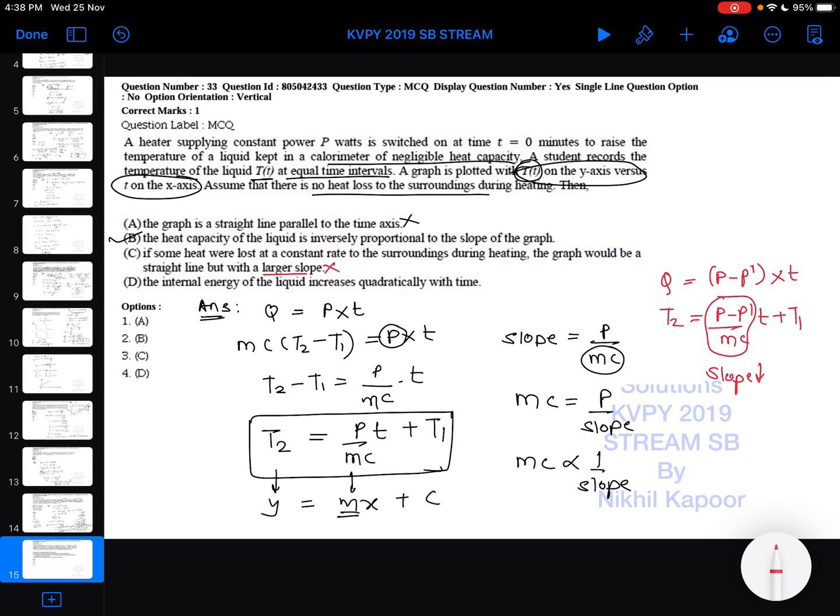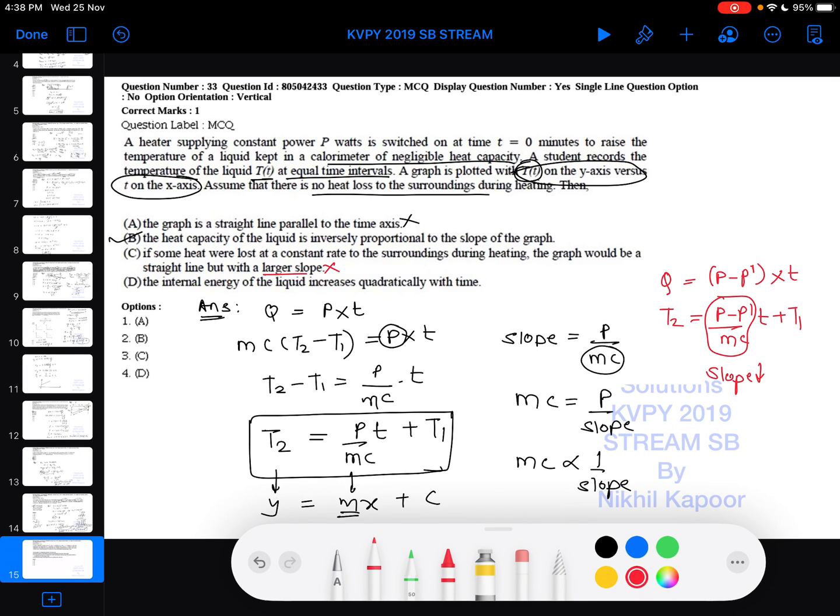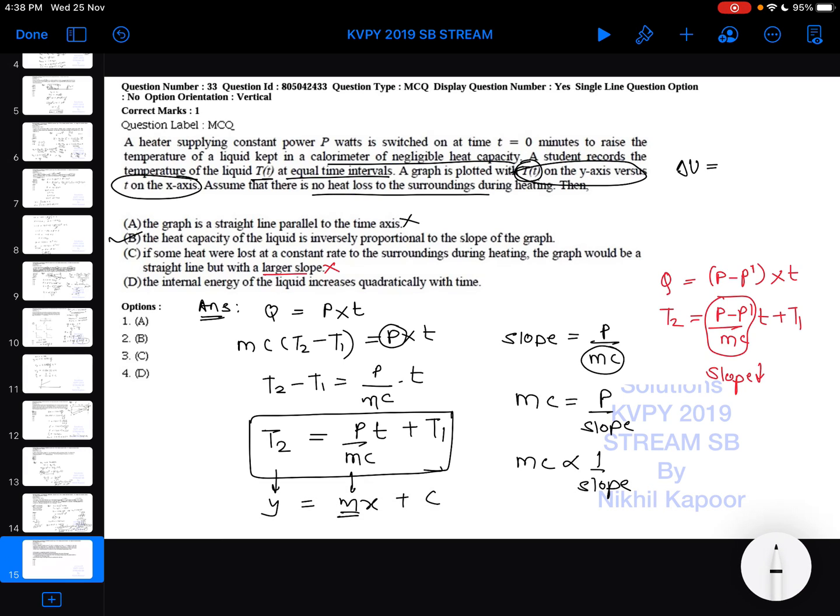The fourth option, they said the internal energy of the liquid increases quadratically. But we know that the change in internal energy will be equal to mc delta T, that is change in temperature. Here delta T is nothing but PT upon mc, which is proportional to the single power of T. So again, that would be a straight line and it won't be a quadratic equation. This is also wrong. So among A, B, C, D, only B option is correct.